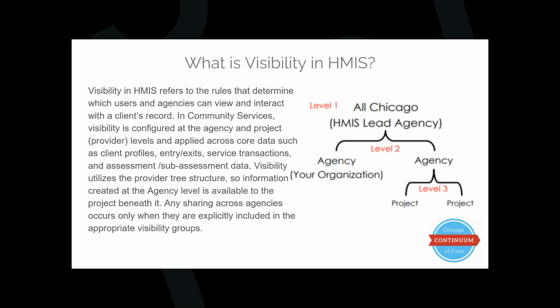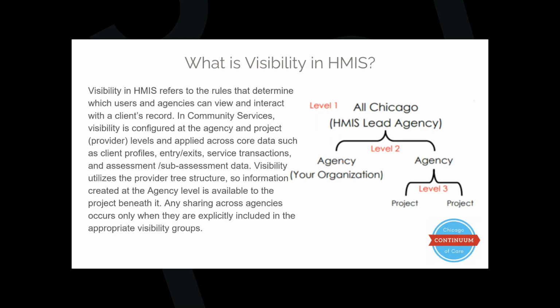Okay, so what is visibility in HMIS? Visibility in HMIS refers to the rules that determine which users and agencies can view and interact with the client's record. In community services, visibility is configured at the agency and project levels and applied across core data such as client profiles, entry and exits, service transactions, assessment, and sub-assessment data. Visibility utilizes the provider tree structure, so information created at the agency level is available to projects beneath it. Any sharing across agencies occurs only when they are explicitly included in the appropriate visibility group.